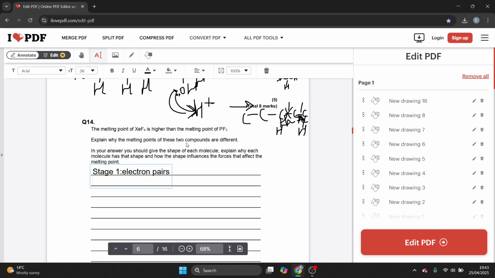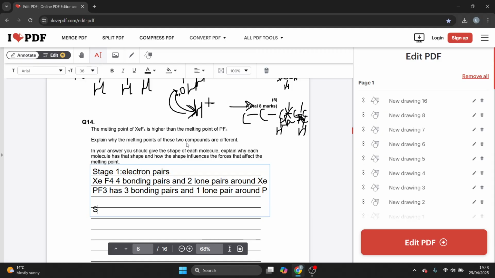Stage one, electron pairs. XeF4 is square planar. I already know that, but I'm not going to talk about that now. I'm going to say it has 4 bonding pairs and 2 lone pairs around Xe, whereas PF3 has 3 bonding pairs and 1 lone pair around P.